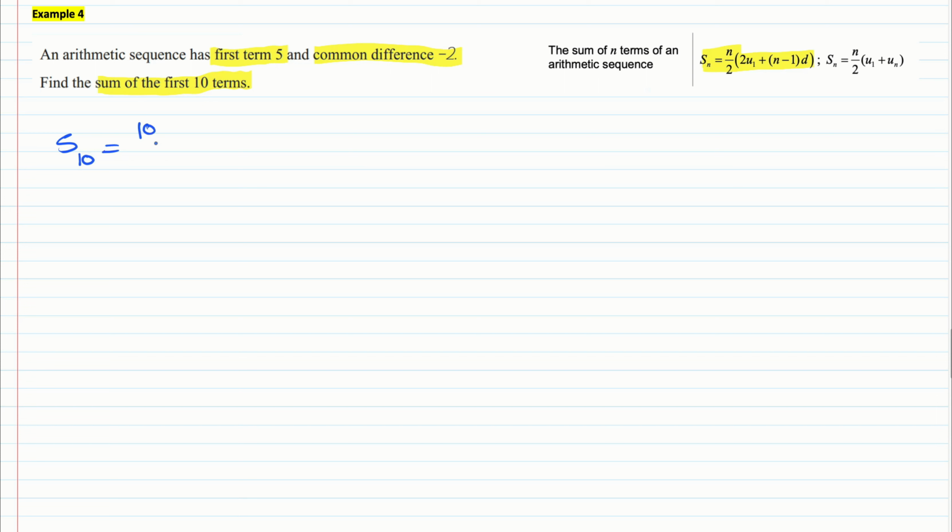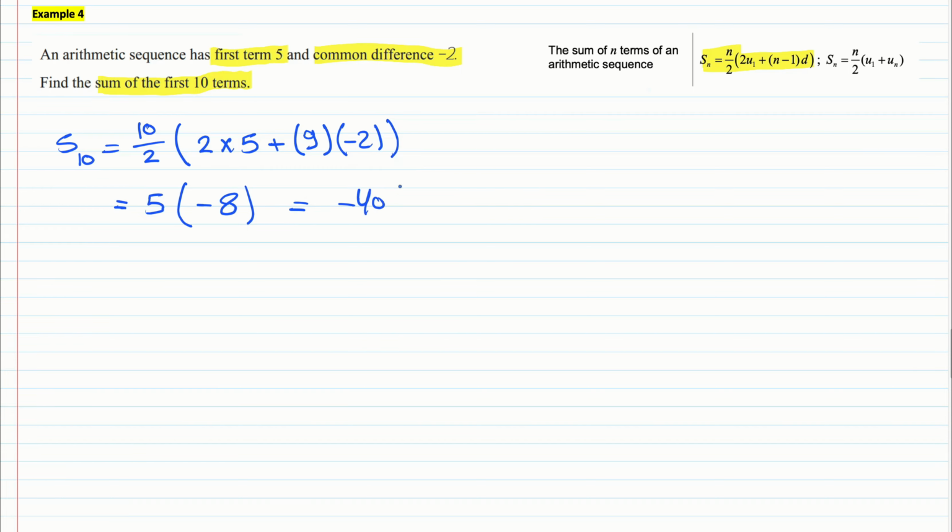n is 10, over 2, times 2u1, 2 by 5, plus n minus 1, 9, by the common difference d, negative 2. And calculate: equals 5 by 2 by 5, 10, plus negative 18, equals negative 8. 5 by negative 8 equals negative 40.